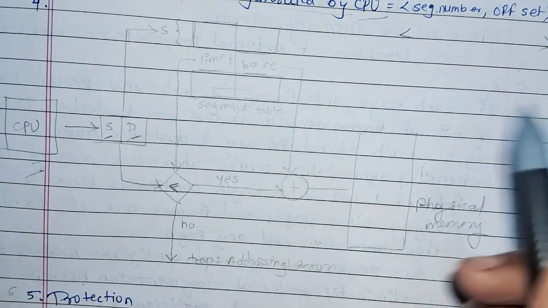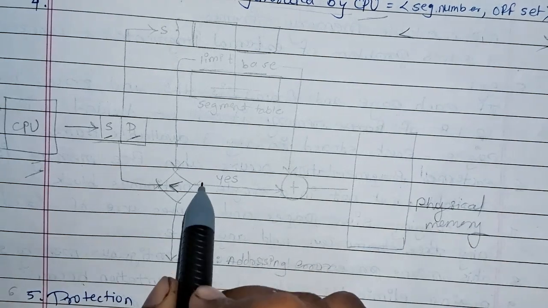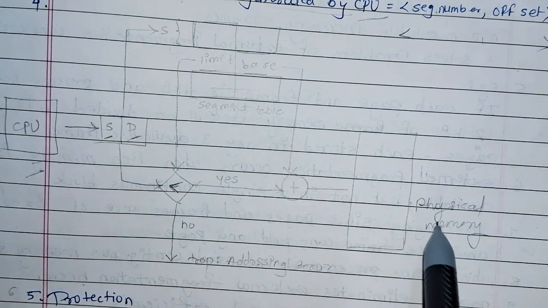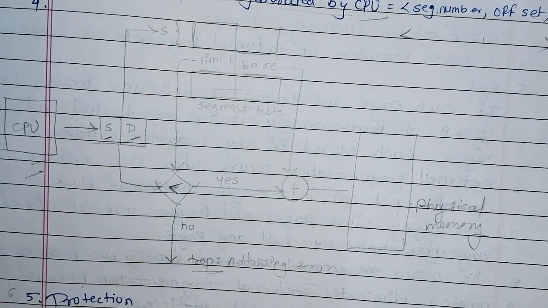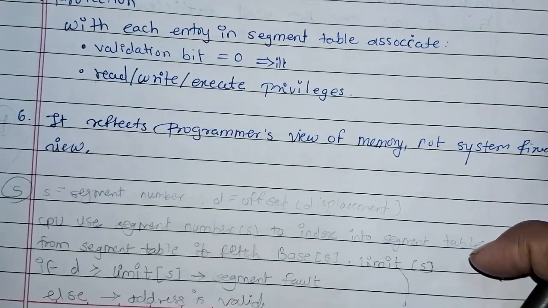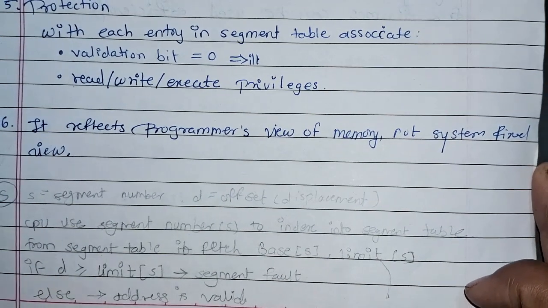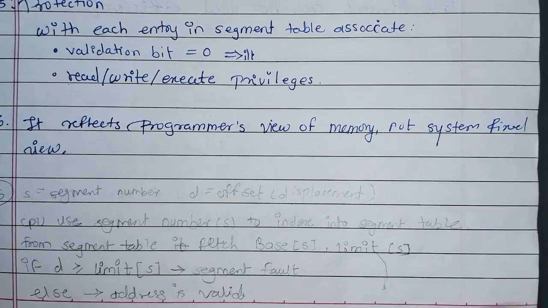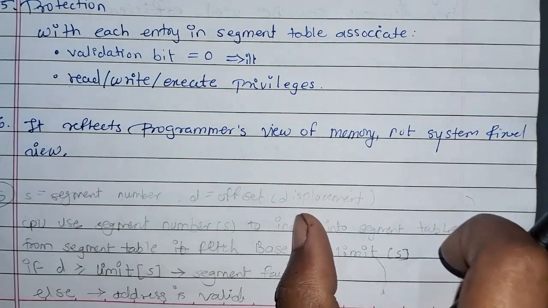This is the segment table. Okay, here is the loop. If true, then it goes to physical memory. If false, then trap, then addressing error. Okay, so here is the description. Okay, जो मैंने अभी आपको बताया वो यहाँ पर लिखा हुआ है.